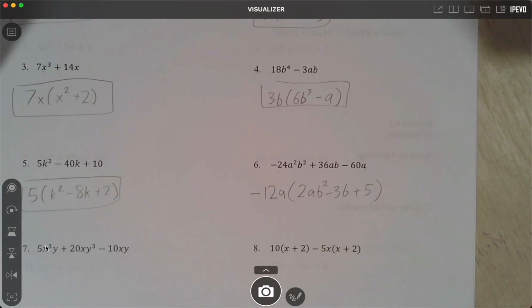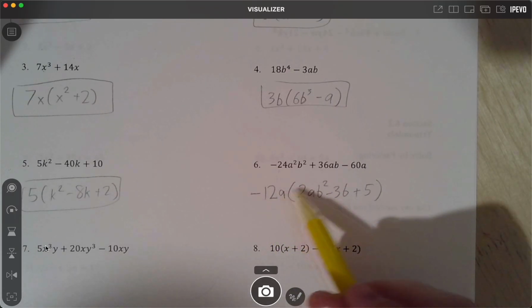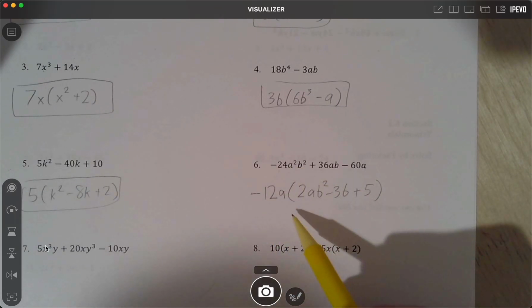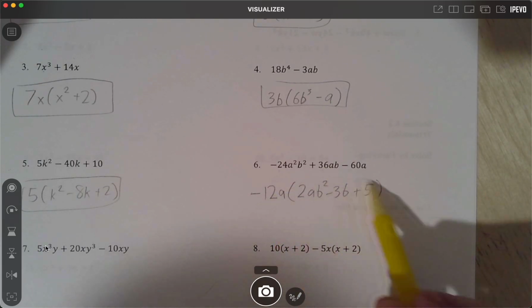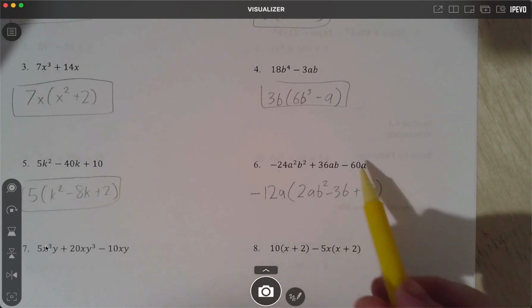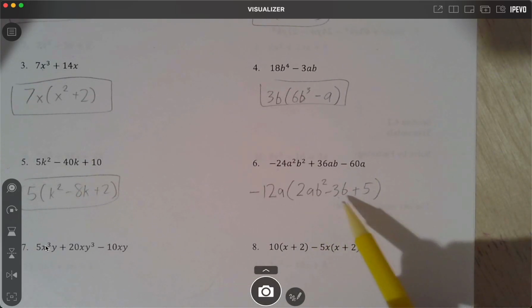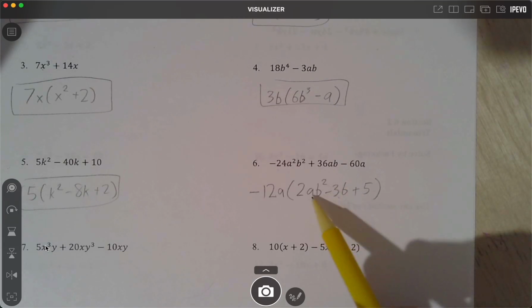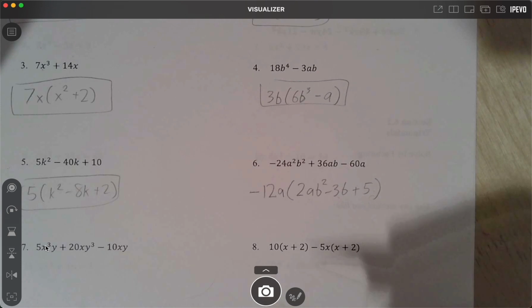Again, your best check there is redistribute it. That is negative 24, that is a squared, and b squared was already there. This is positive 36, a and a b. This is negative 60, and a single a. And I know I'm done because 2, 3, 5 don't share anything. There's an a here, but nowhere else. There's a b squared b, but no other b. So I know I'm done.